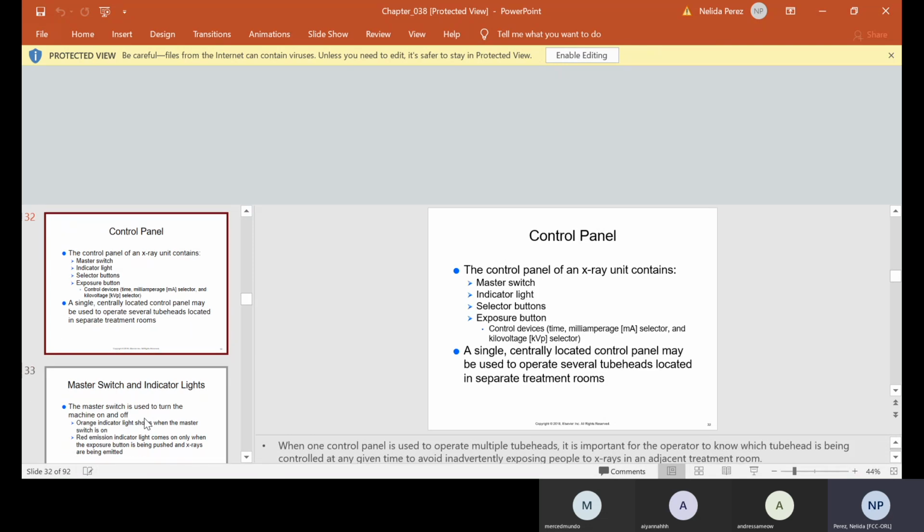The control panel of an x-ray unit contains a master switch. So that's where we turn it on and off. The indicator light. The selector buttons. So yesterday I showed you selector buttons, and yesterday we had it on bitewing. I also showed you how to expose an adult or a child, and our Dexter head would be an adult. We have our exposure buttons, the control devices, the time, the milliamperage, which is your MA selector, and your kilovoltage, which is your KVP selector.